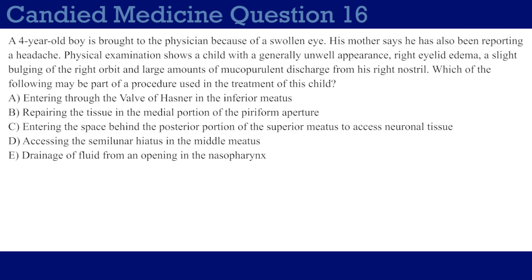Choice A, entering through the valve of Hasner in the inferior meatus. Choice B, repairing the tissue in the medial portion of the piriform aperture. Choice C, entering the space behind the posterior portion of the superior meatus to access neuronal tissue. Choice D, accessing the semilunar hiatus in the middle meatus. Choice E, drainage of fluid from an opening in the nasopharynx.